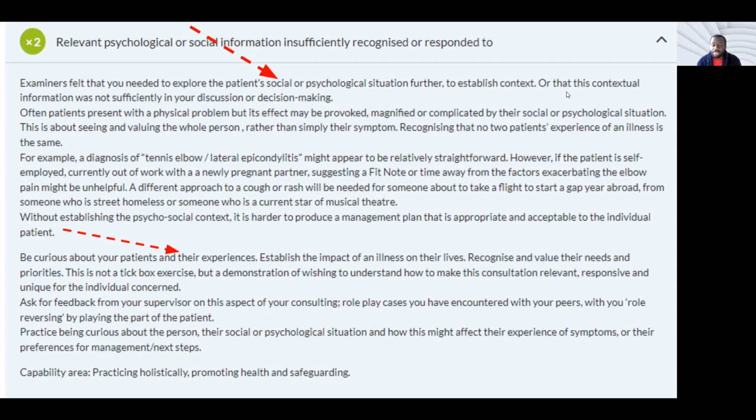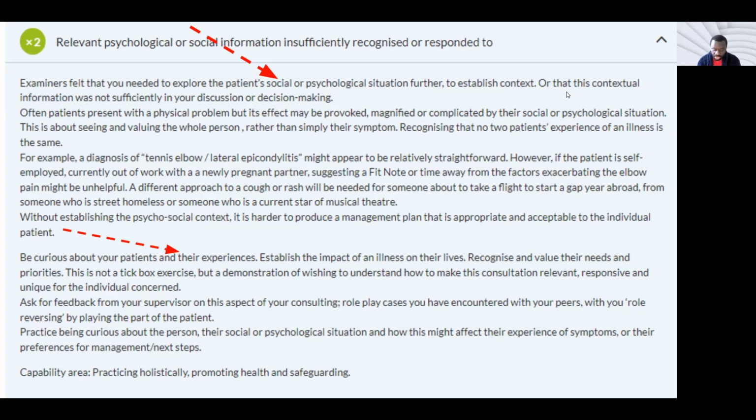For instance, an elderly patient who's having back pain or osteoarthritic joint pain: do they live alone? How are they coping at home? How is their mobility at home? Have they got someone who supports them? What do they enjoy doing? How is this affecting them? So you need to elicit that.